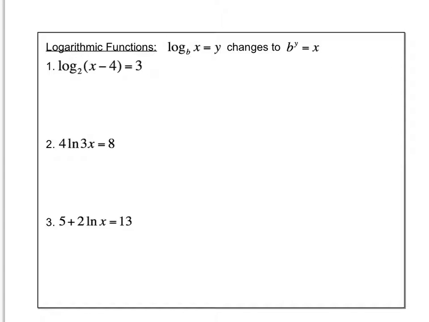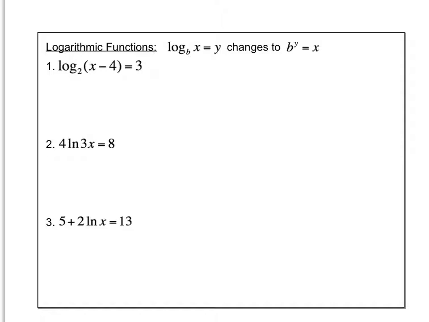Alright, here is day 2. Day 2 has to do with the inverse of what we did on day 1. We are solving log functions, so these are functions that have logs that we're trying to get rid of so that we can solve for x. The x is trapped inside the log this time instead of being trapped in the exponent.